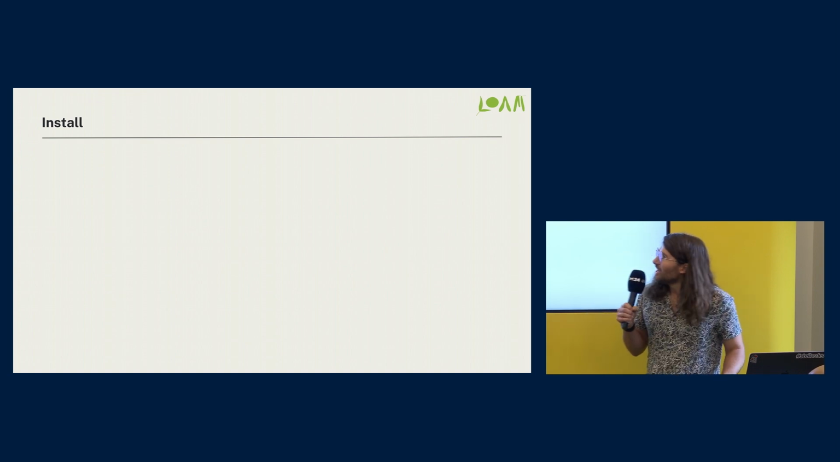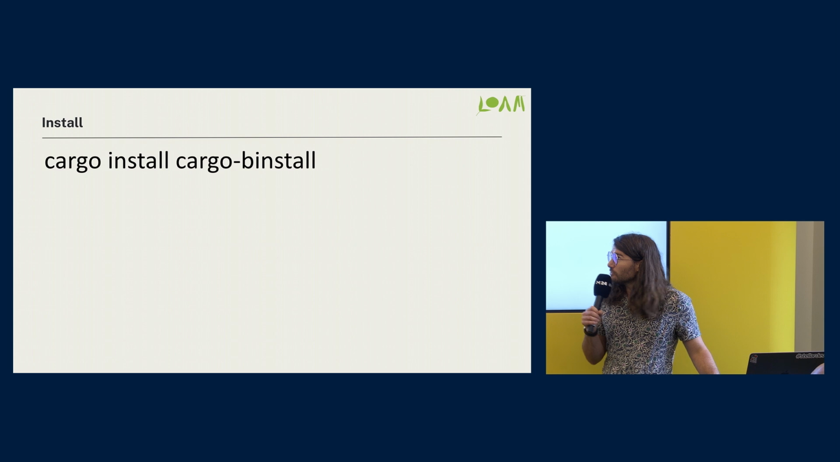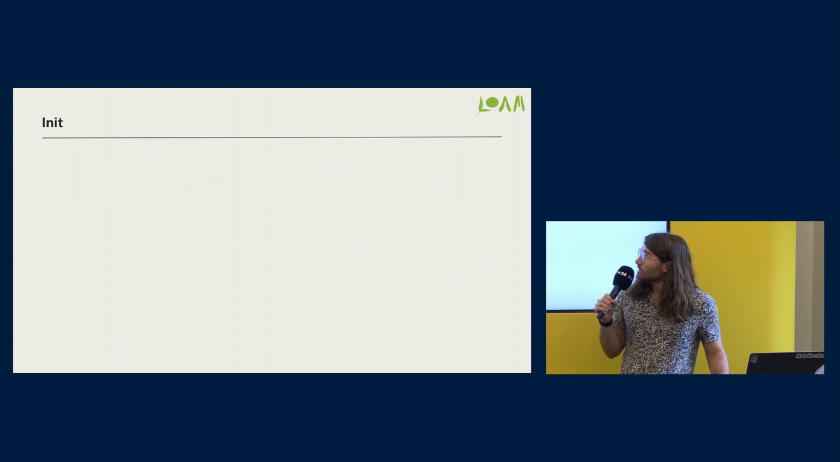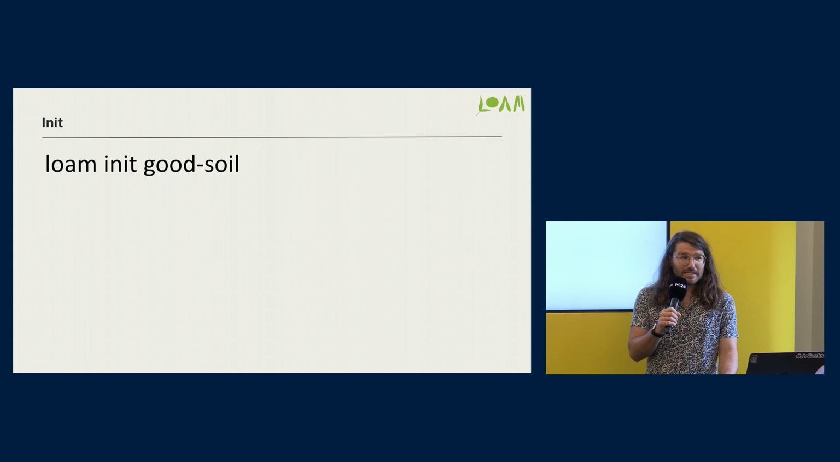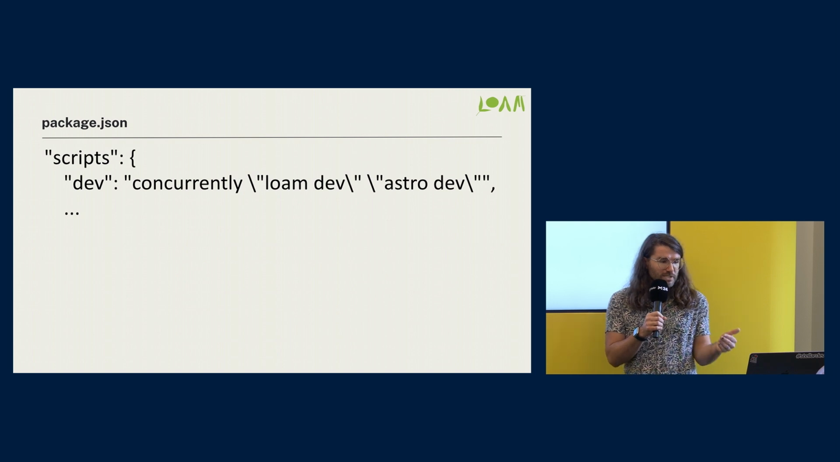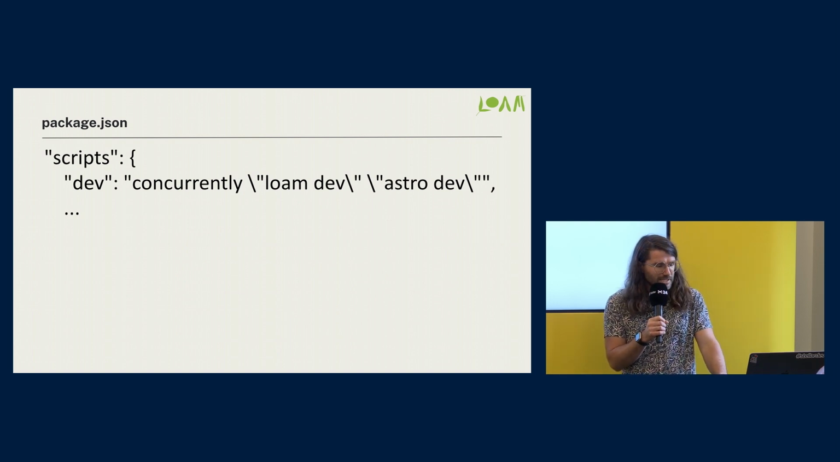All right, so let's take a quick tour. If you want to install Loam CLI, I recommend using cargo binstall. It'll make it way faster. And then you can initialize a new project with loam init, cd into it, run some setup, and then run dev. Run dev is going to concurrently run loam dev and astro dev. Astro is our front-end framework for now. Don't worry too much about that.